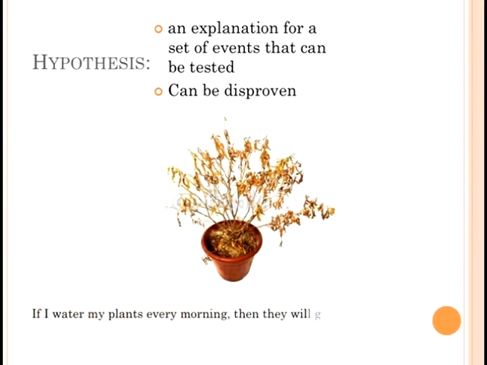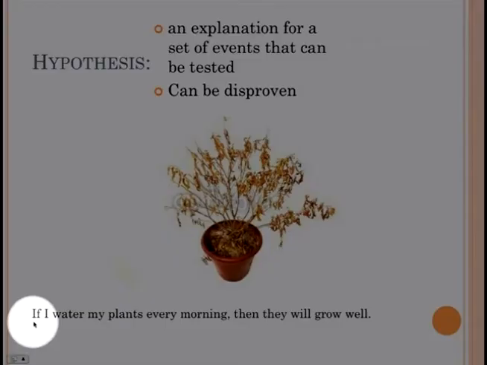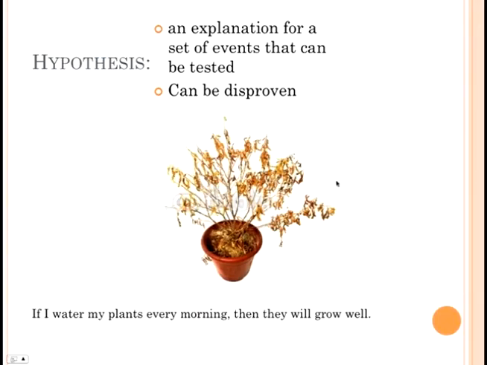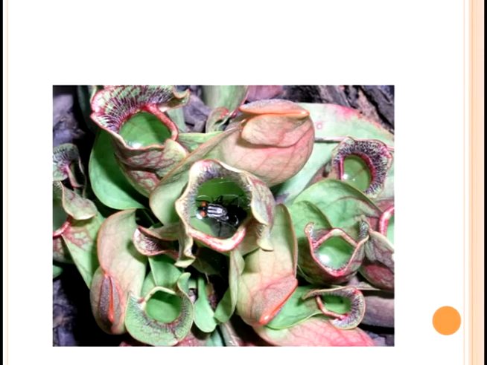If you're making hypotheses, most of the time they're in if-then statements. Notice down here, if I water my plants every morning, then they will grow well. That is a testable hypothesis, and it can be disproven. For instance, if you watered your plants every morning and then they died, you've disproven your hypothesis. Go ahead with this picture, make your observations, then make an inference as to what you think is going on, and then finally make a testable hypothesis that you could use.